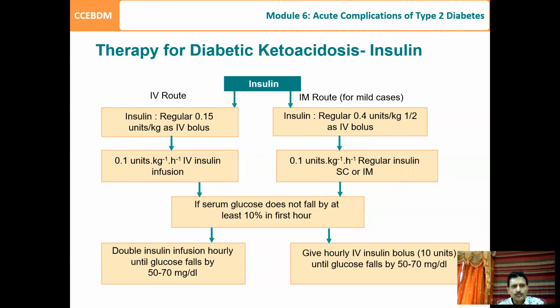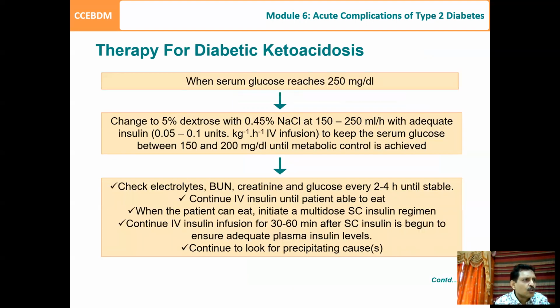So give low dose insulin. Don't try to correct hyperglycemia. This low dose insulin will stop the ketogenic process and will stop the production of acids, and that will reverse the ketoacidotic process. So as I've told you, when the blood glucose level reaches 250 milligram per dL, we shift the patient to 5% dextrose with 0.45% normal saline, or you can give GNS solution as well.